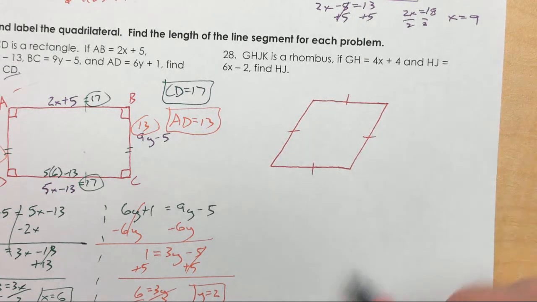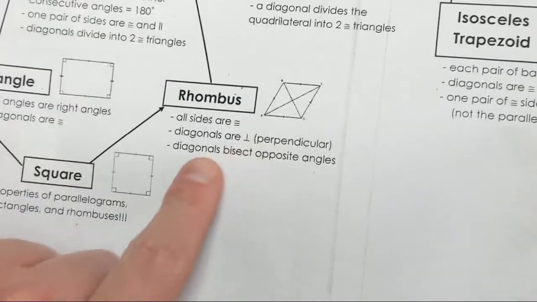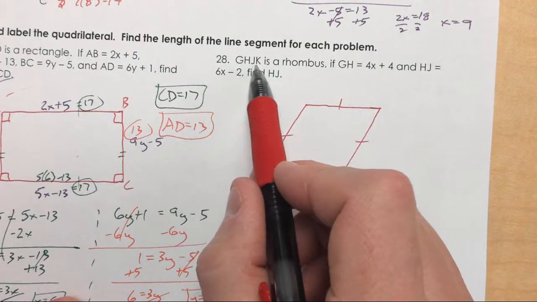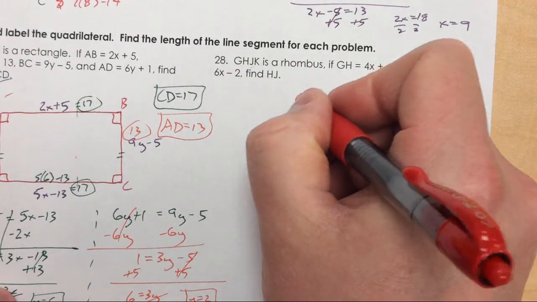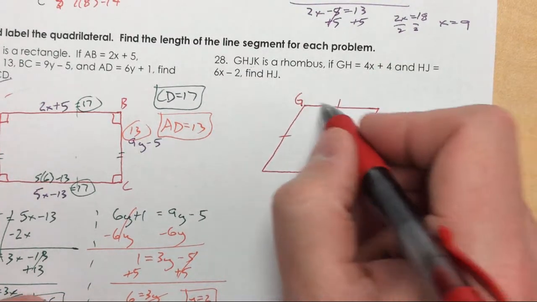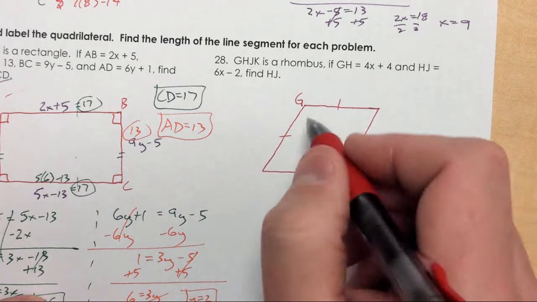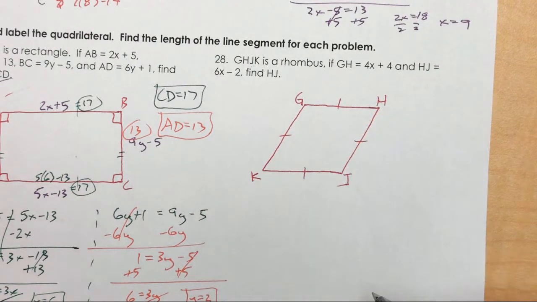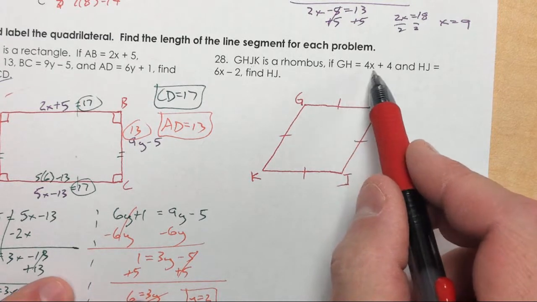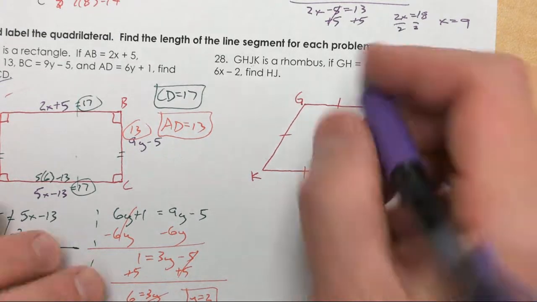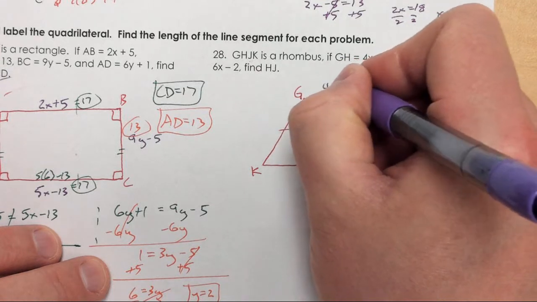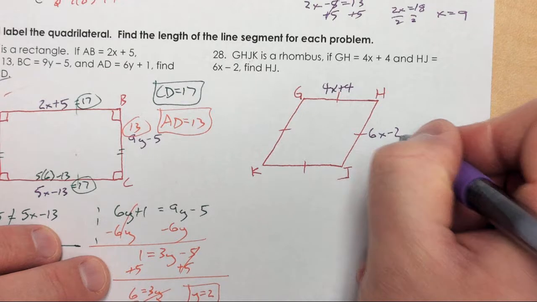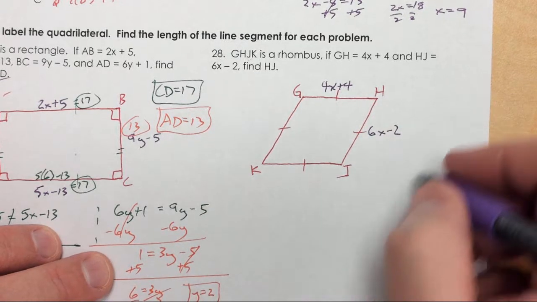So either way, but I like to draw what I have on the quadrilateral flow chart, basically. So it says GHJK is a rhombus, so I'm going to pick the top left corner to make it G, and I'm just going to go in one fluid motion around this and go G, H, J, and K. And it says if GH is 4x plus 4, so GH is 4x plus 4. And we know HJ is 6x minus 2. It wants us to find the length of HJ.